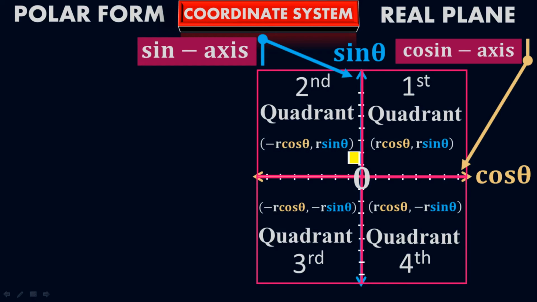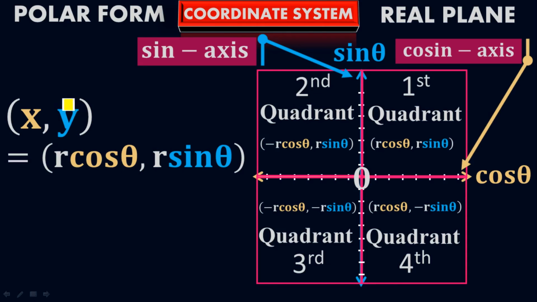The basic logic is the same. Similarly, in the polar ordered pair for the second quadrant, this quantity is negative and this one is positive. In the third quadrant, this quantity is negative, and the second quantity is also negative. So both of the quantities of the polar ordered pair in the third quadrant are negative. This is the polar ordered pair for the fourth quadrant, where the first quantity is positive and the second quantity is negative. Let me compare the ordered pair of the Cartesian plane and the polar plane.